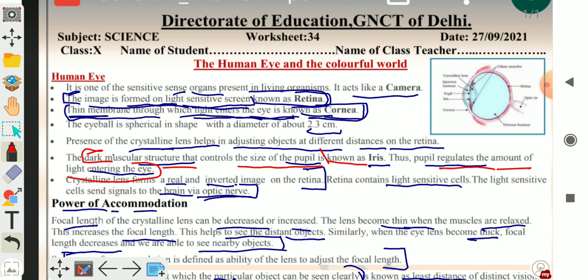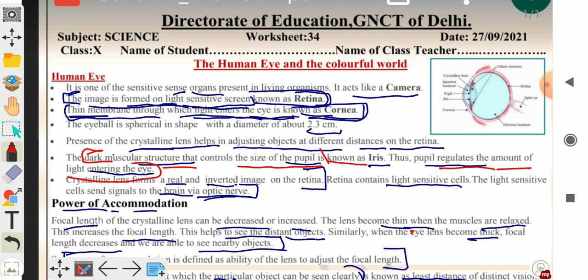Next are cones and rods. So rods are sensitive to dim light, or rods are responsible for vision at low or dull light, while the cones are sensitive to bright light, or cones are responsible for vision at bright or high light.